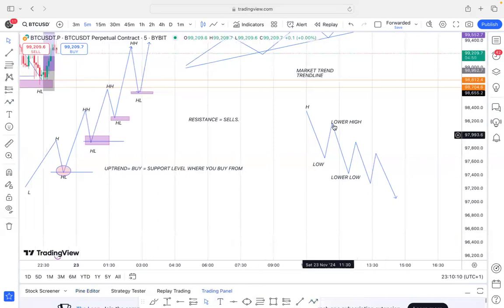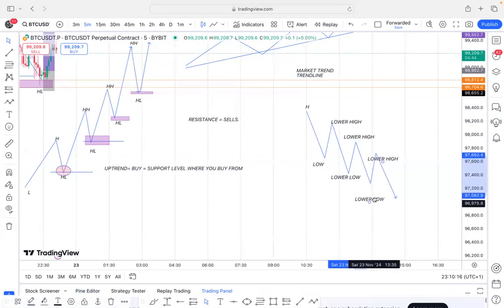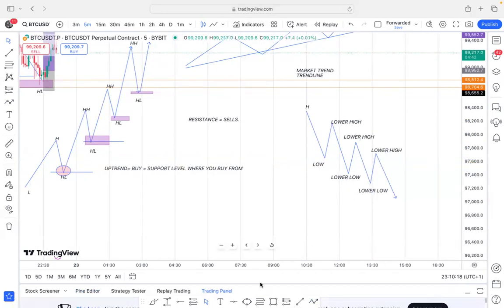That's it. So I'm back again. This will be your lower high, like that. So now in a downtrend is where you look to sell off from.